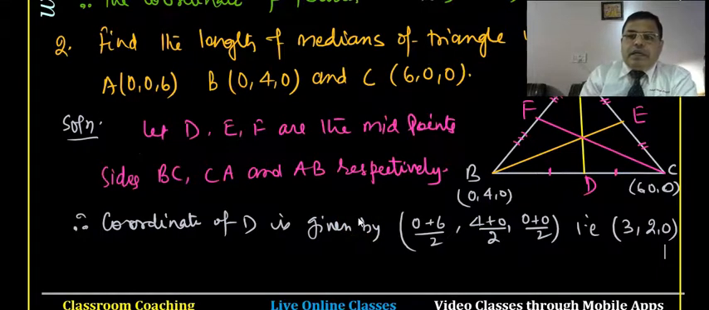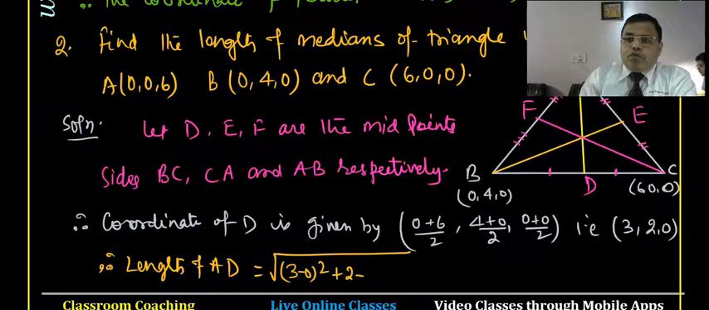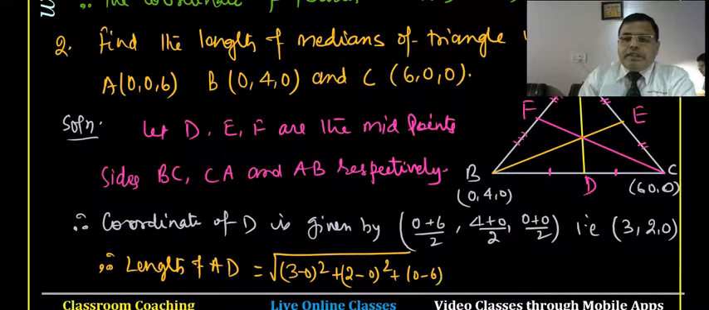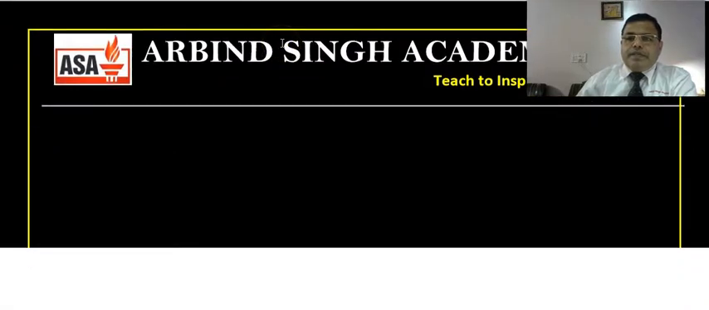Now the length of AD is given by the distance formula, and that will be the square root of (3 - 0)² + (2 - 0)² + (0 - 6)². That is 9 + 4 + 36, which is the square root of 49, equal to 7. So AD is 7.